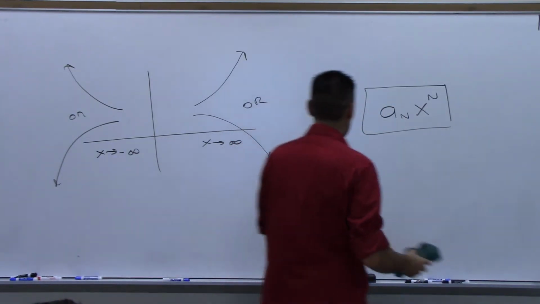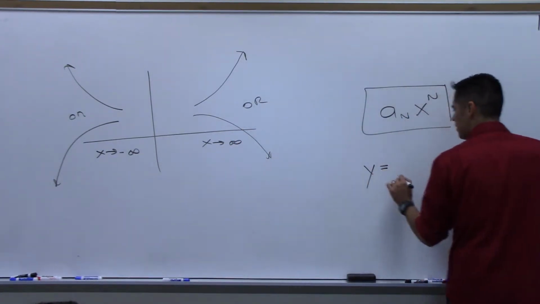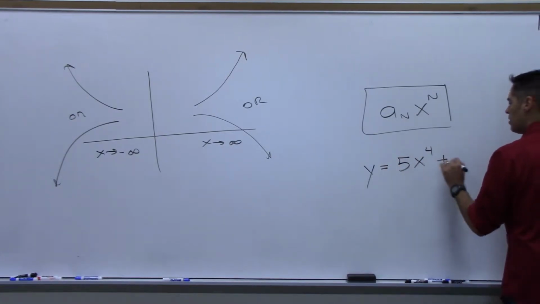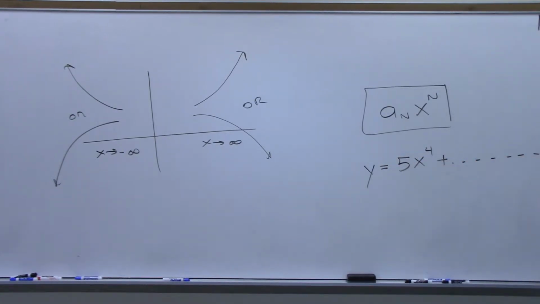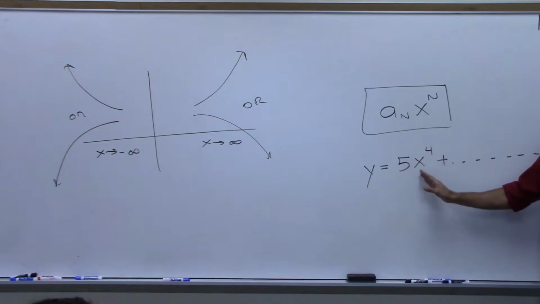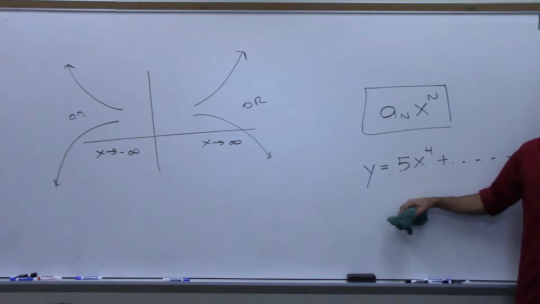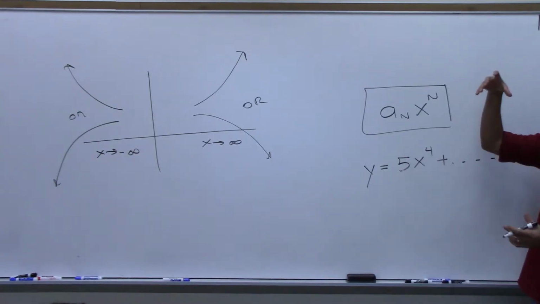So let me try and explain this with an example. If I have 5x to the fourth plus a bunch of other junk in here, and I tell you this is the highest power of x, how does this behave? Well, how does x to the fourth behave? Like even, so both sides go up, right? And then a positive number in front just stretches it out, right?